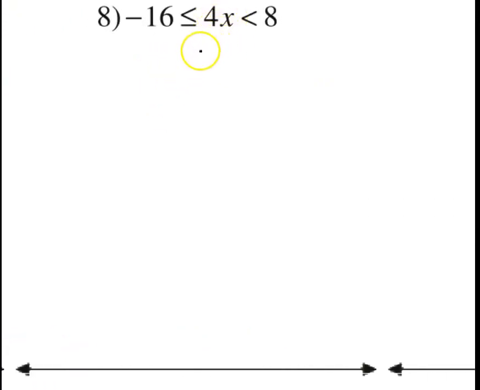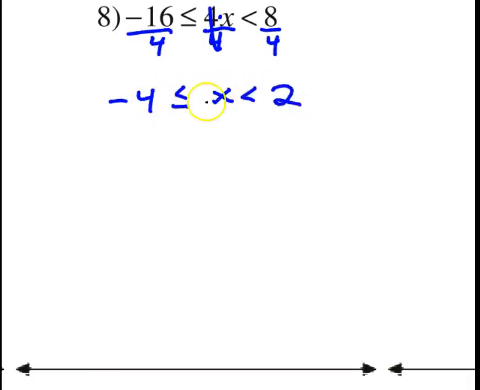Alright, here's that notation we saw in number 6. So just start in the same place we always do, with the variable. And this is 4 times a variable, so we still undo it the same way. Divide by 4 everywhere. So even though it's 3 places, it's okay. So we have -4 less than or equal to x less than 2, which means all the numbers between -4 and 2. So we got -4, we have 2, and again we have an equal to here, so that's closed. And this one's open.